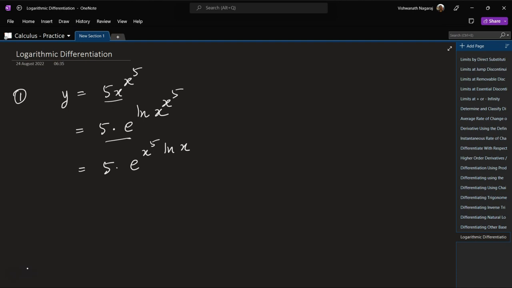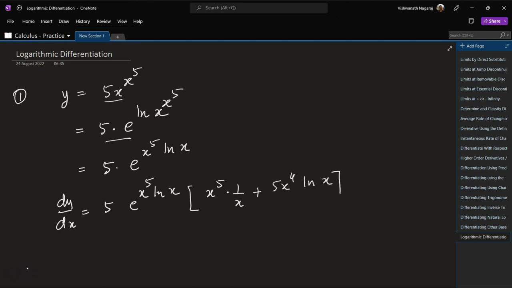And now we can do differentiation. So dy by dx is equal to 5, leave it as it is. First e. So e remains as it is, e to the power of x to the power of 5 ln x. And now we have to differentiate the exponent. So that we can apply the product rule. So x to the power of 5 times 1 by x plus 5x to the power of 4 ln x.